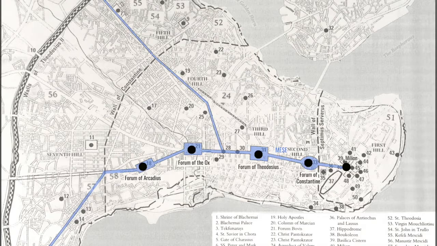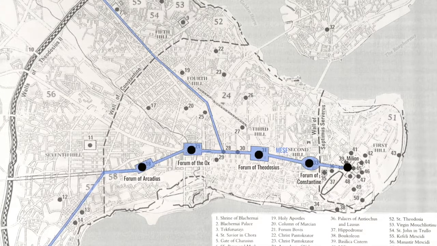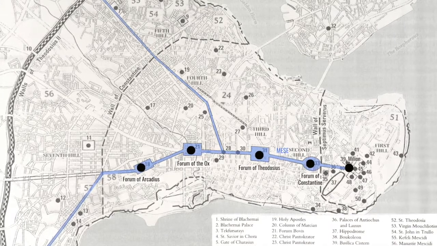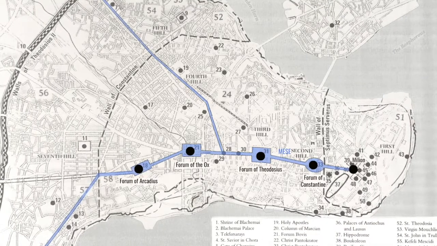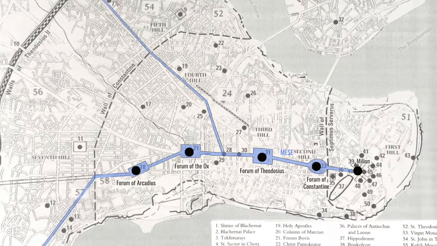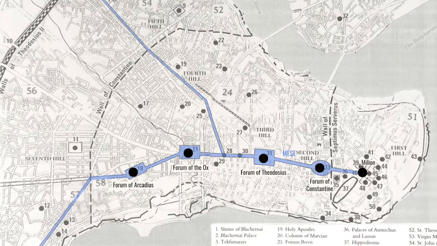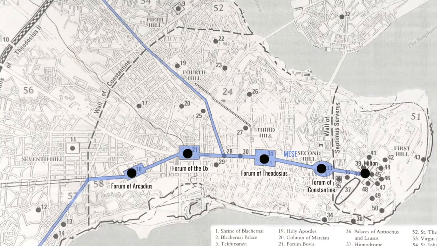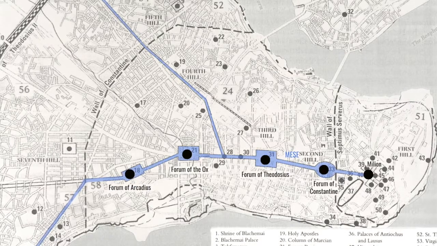Forum of the Ox used to be on Mese as well. It was located where Aksaray Square stands today. It was constructed after the year 380. The forum has been used as an open market and also as a space where executions took place. A statue of a bull used to stand in the middle of this forum, hence the name Forum of the Ox was given.